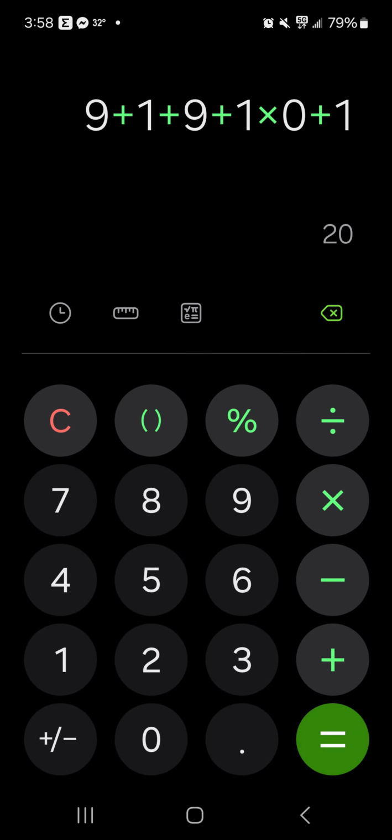Hey everybody, I just want to cover this one really quick. We have a problem: 9 plus 1 plus 9 plus 1 times 0 plus 1. The only correct answer here is 20.